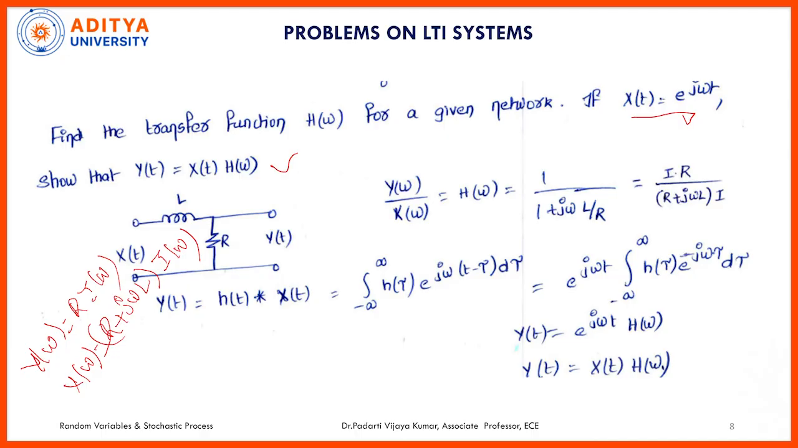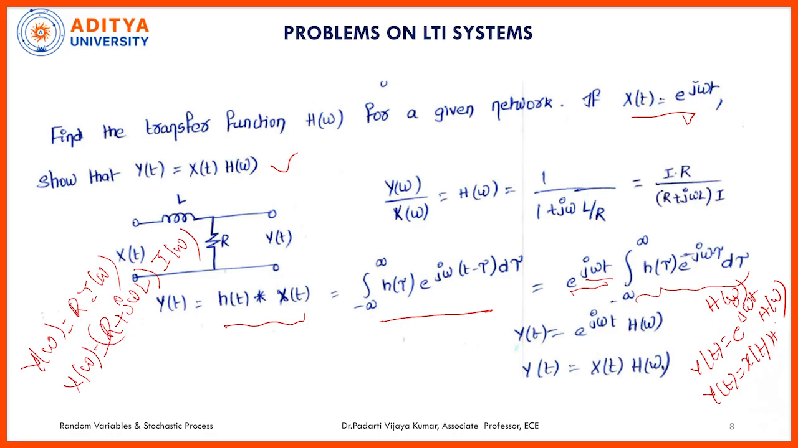Now, we know that y of t is convolution of x of t and h of t, and this is the formula. I am substituting the x of t. So, e power j omega t is constant, I am bringing it outside. This is nothing but the Fourier transform of h of t. So, y of t is equal to e power j omega t into h of omega. So, y of t is equal to x of t into h of omega, hence it is proved.